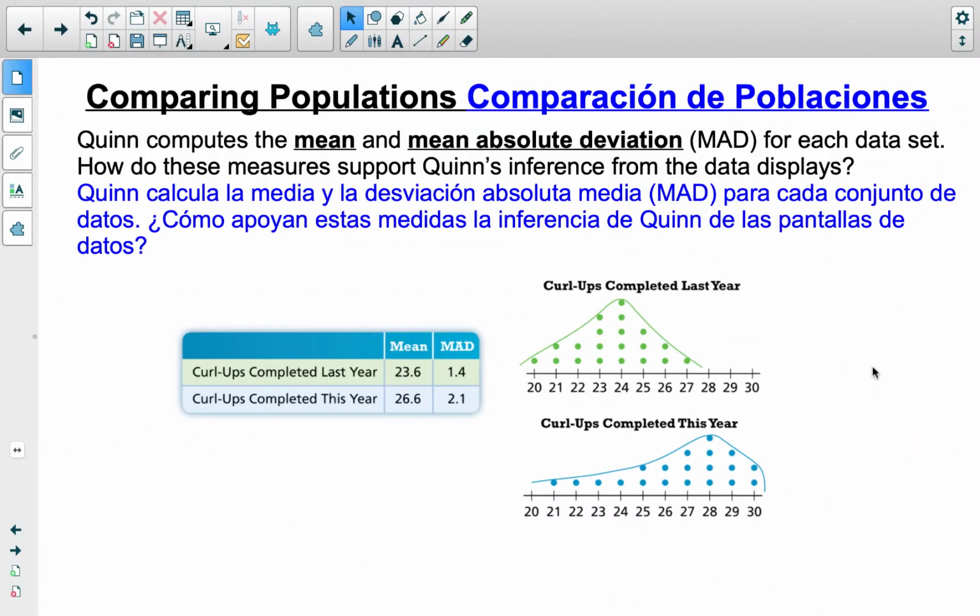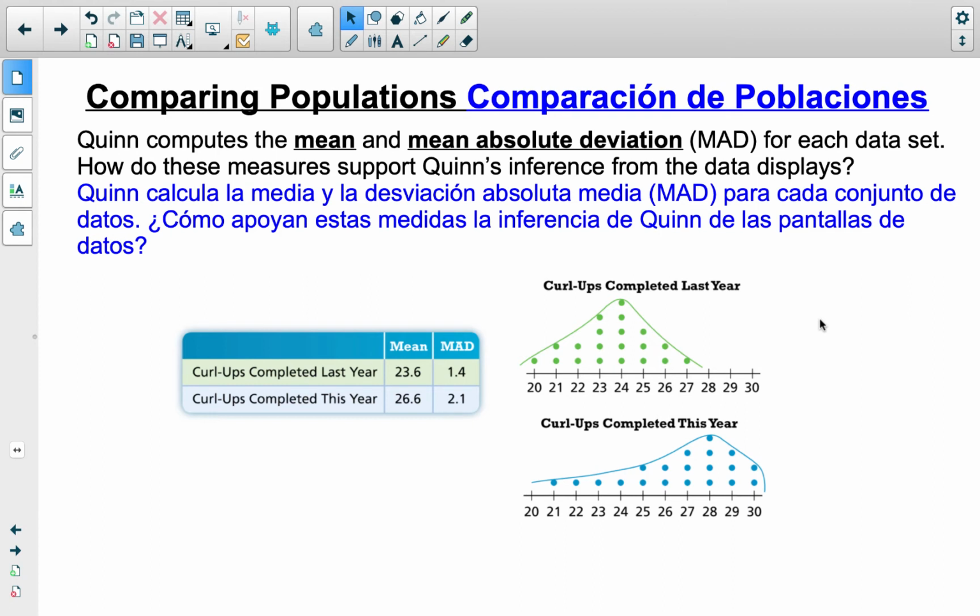We're going to take a deeper dive into Quinn's example here, dealing with curl-ups or sit-ups. We have the dot plot down here to the right. Now I'm going to read through this question. You'll be introduced to a little bit of new vocabulary. Quinn computes the mean and the mean absolute deviation, or MAD, for each data set. Now, mean is average. We've already gone over that. I'll explain how to calculate it from a dot plot in a second.